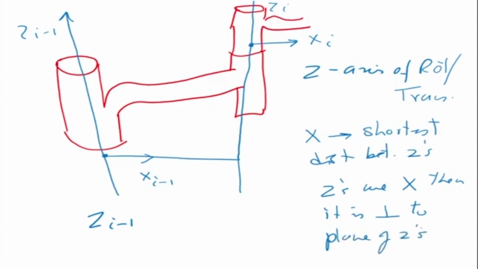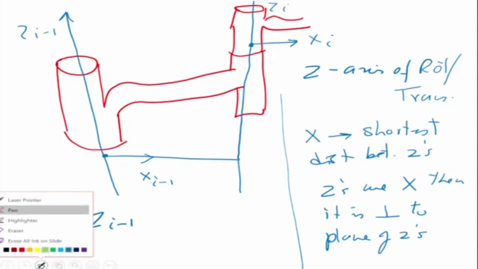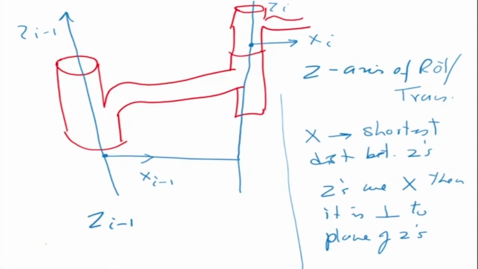Now the point of this is we want to find how many transformations are required to take the frame i minus 1 and align it with the ith frame. How many transformations are required? It would appear that you need 6 transformations. Why 6? Because a rigid body in space has 6 degrees of freedom. But if you see closely, we don't need 6, we need only 4, and that is the beauty of the DH parameter system. So the first thing that we do is we make an axis which is parallel to this, and we rotate this by an angle alpha. So the first transformation is alpha.